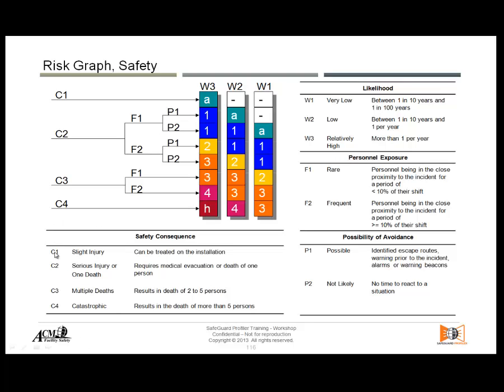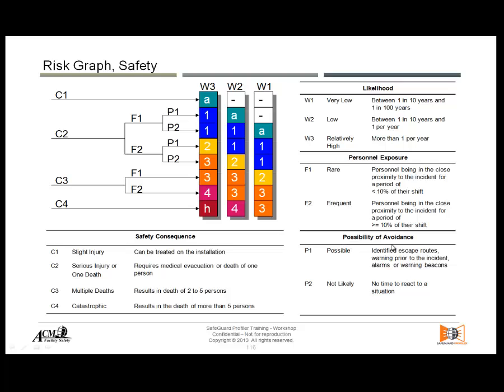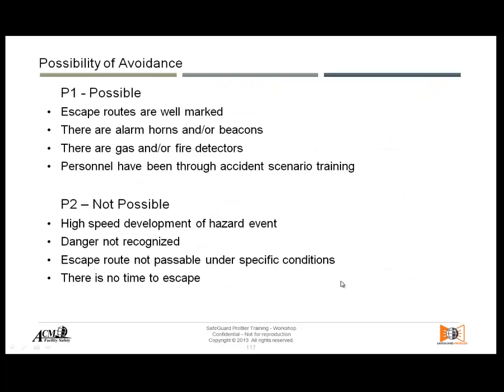And then we try to classify them and assign consequences, for example, C1, C2, with respect to safety, right? So what does the probability of avoidance mean? One is P1 for possible, P2 for not likely. There's a little bit of help sometimes for describing what possible means or what not possible means. So for P1, that means that it is possible to escape. Escape routes are well marked. There are alarms and horn beacons. There are gas and fire detectors. Personnel have been through accident scenario training.